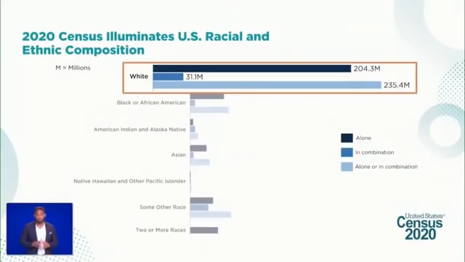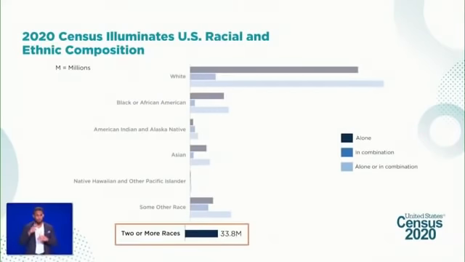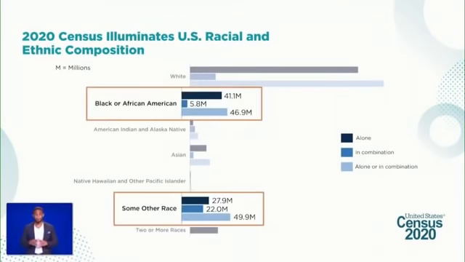The white population remains the largest race or ethnicity group in the United States, with 204.3 million people identifying as white alone and 235.4 million people identifying as white alone or in combination with another race group. The 2 or more races population, also referred to as the multiracial population, was measured at 33.8 million people in 2020.